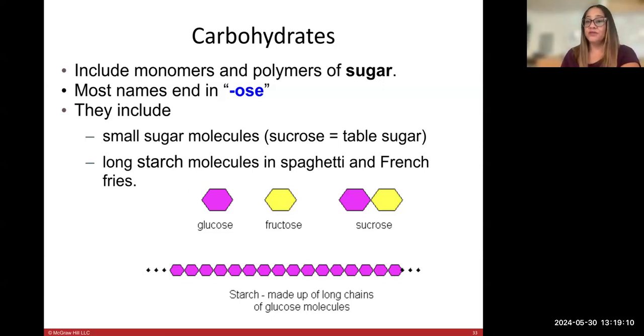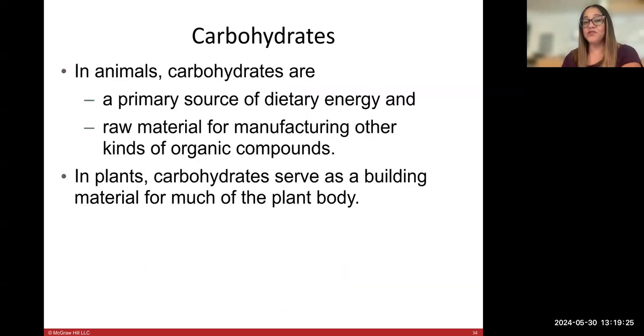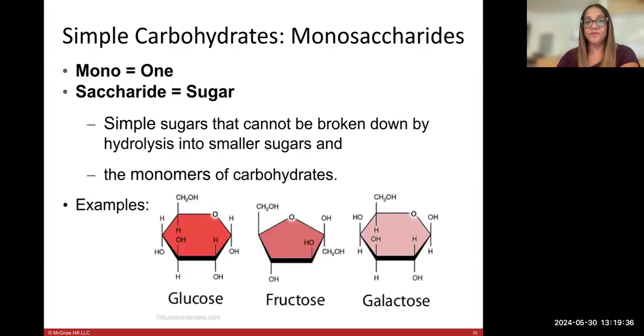Carbohydrates are just a fancy name for sugar. Most of their names end in OSE. They include small sugar molecules, like table sugar, the kind we put in our coffee every morning, or long starch molecules in spaghetti and French fries. In animals, carbohydrates are a primary source of dietary energy, and they are raw material for manufacturing other kinds of organic compounds. In plants, carbohydrates serve as building material for much of the plant body.